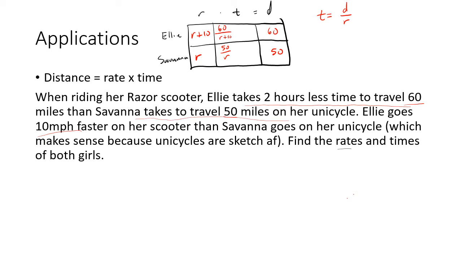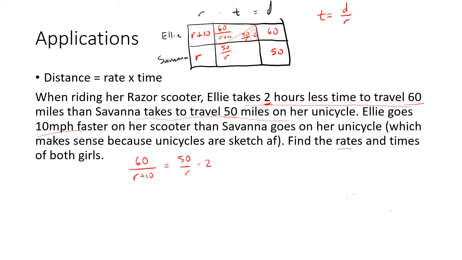So Savannah's time is 50 divided by R. If we subtract 2 from that, we get Ellie's time, which means Ellie's time is also equal to 50 divided by R minus 2. Because the time it takes Ellie is 2 less than how long it took Savannah. So we have two expressions for Ellie's time. Let's set them equal to each other and solve for R: 60 divided by R plus 10 is equal to 50 divided by R minus 2.